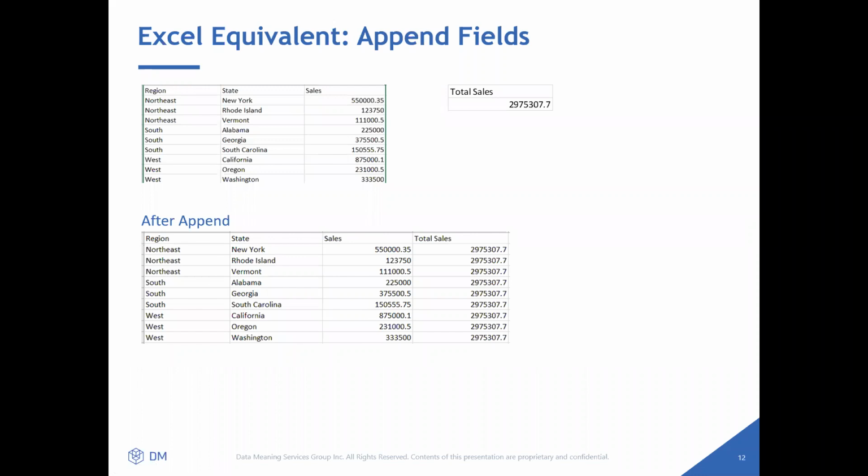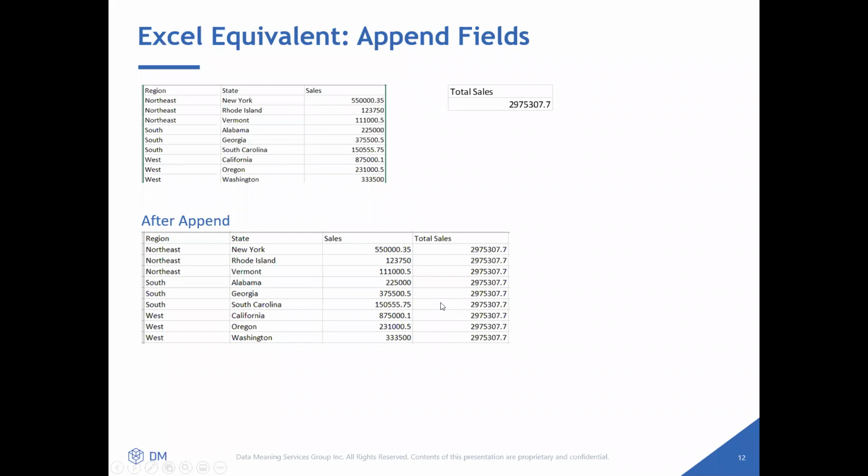Next is the append field. This is where I was talking about, where if we have a total sales number, and here I see that I have sales by my region and my state, what I could do is, if I want to have this total on to this data set, I can use the append fields tool, and what it'll do is it then will take this one value and it'll apply it to every row in my first data set.